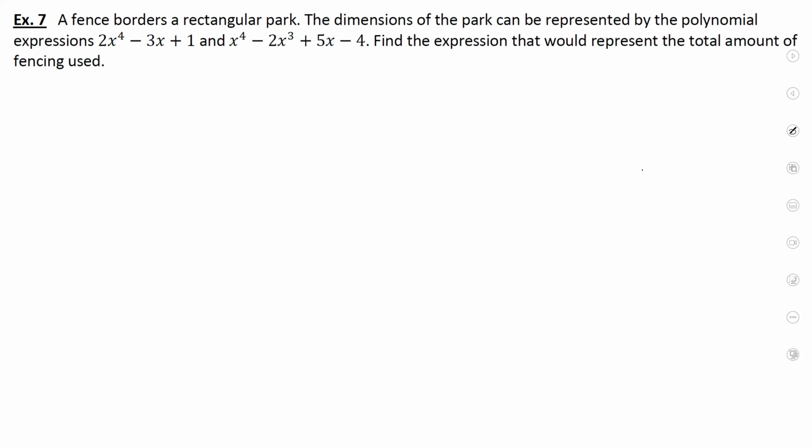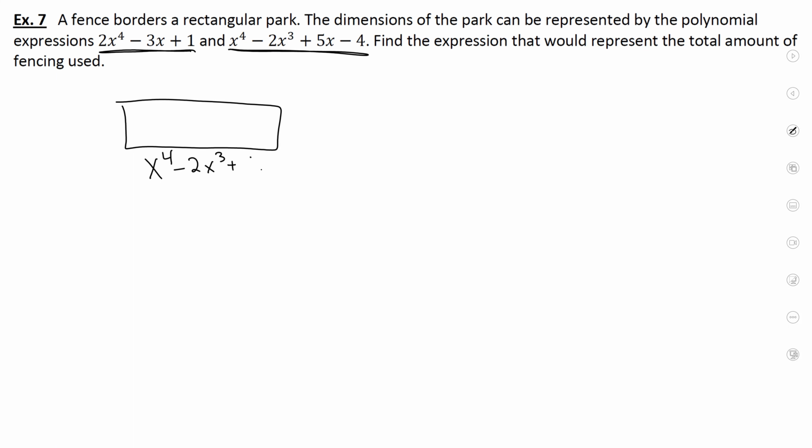Okay, it says a fence borders a rectangular park. So we have a rectangular park here. The dimensions of the park can be represented by the polynomial expressions, and then they give you this polynomial and this polynomial. So that must be the length and the width. Those are the dimensions. So I'm going to write one of them here, and the other one here. Well, guys, if this is a rectangle, what is this side? It's the same as the bottom. So this will be x to the 4th. And this is 2x to the 4th.